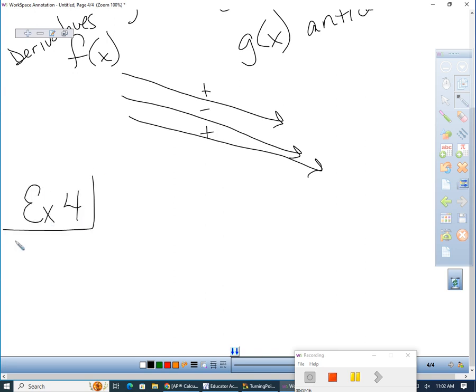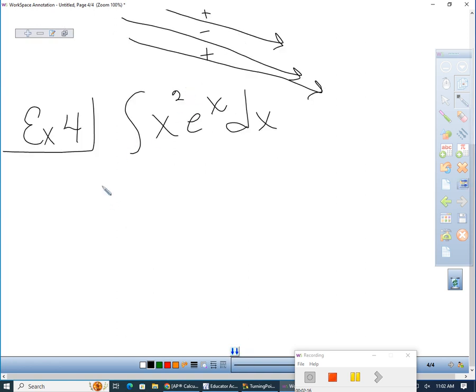Using the tabular method, let's say I have the integral of x squared e to the x dx. All right, we just did one similar to that. We're going to take our first function, which is x squared, over here, and we're going to take our second function, which is e to the x, over here. This side we do the derivatives. This side we do the antiderivatives.